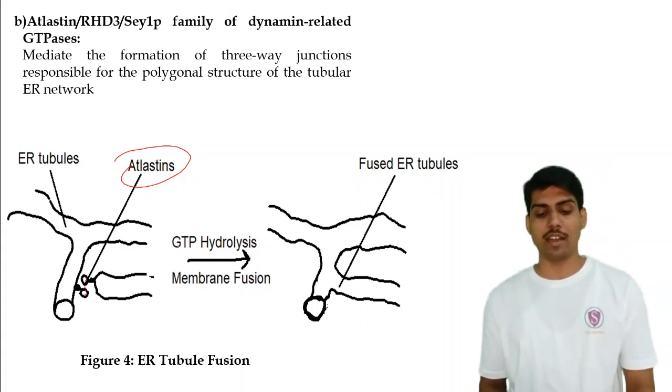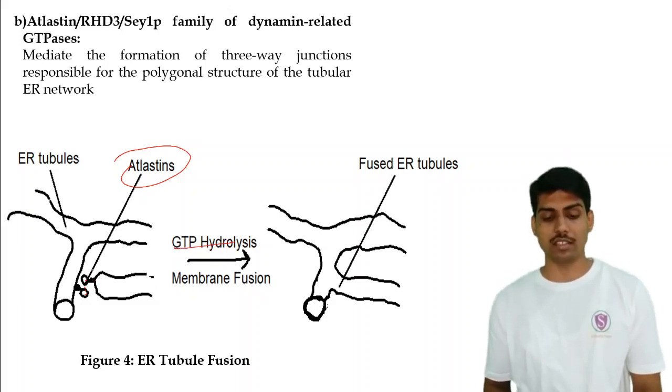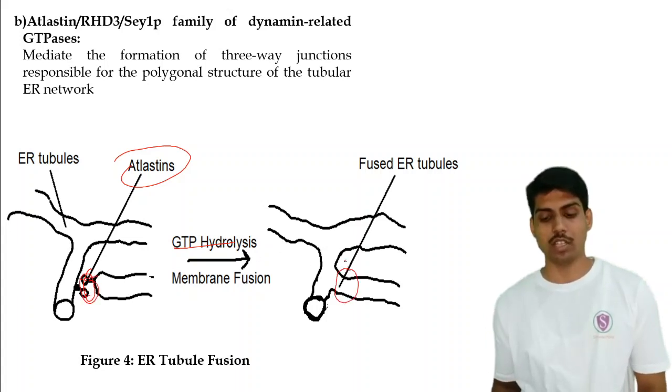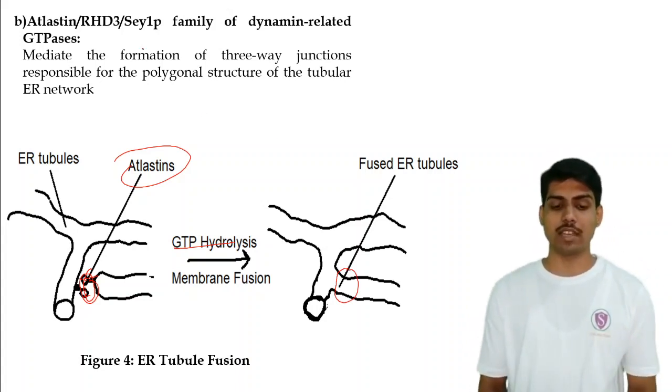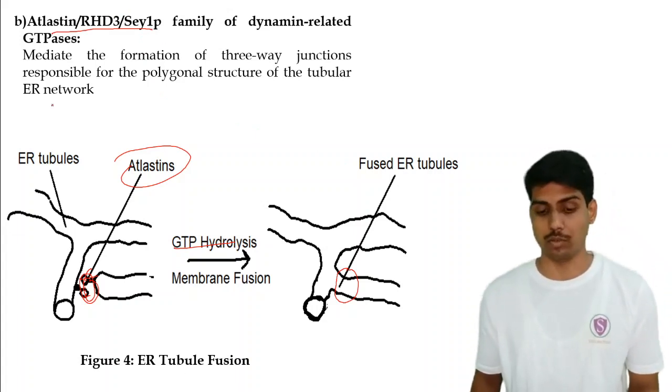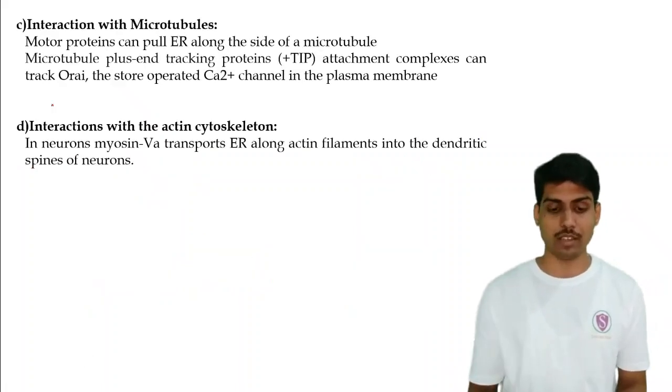Once the hydrolysis of this GTP is done, with the help of these atlastins, the membrane gets fused. So this fusion of these tubules occurs with the help of the atlastin family of dynamin-related proteins. This is how the structure of the endoplasmic reticulum forms, a curved structure.